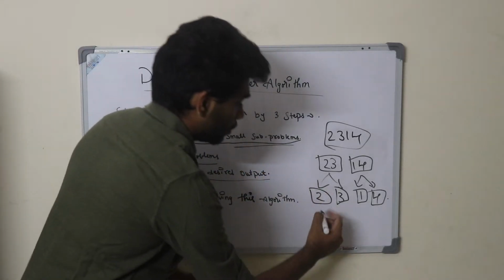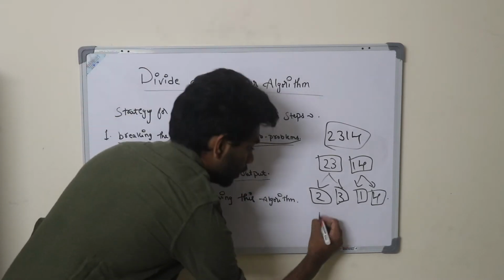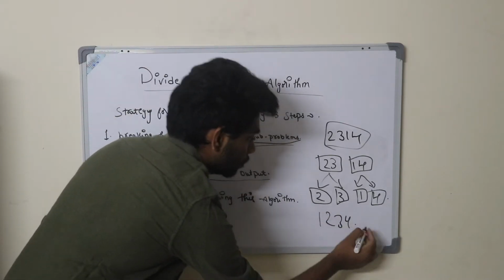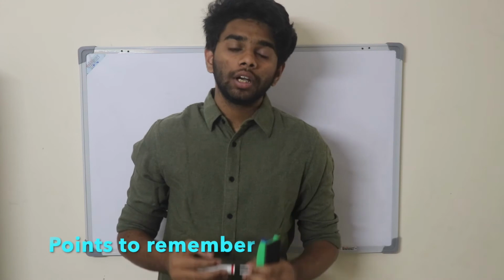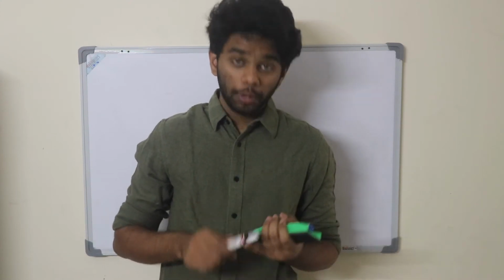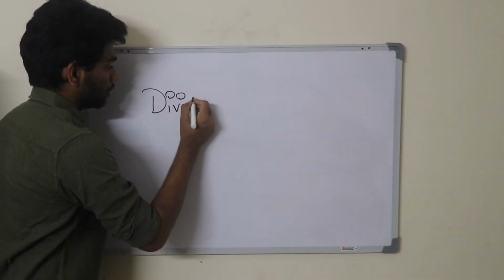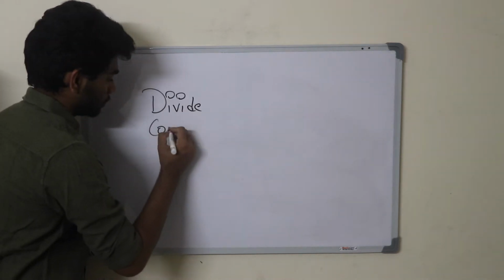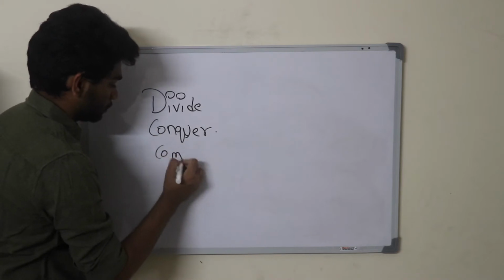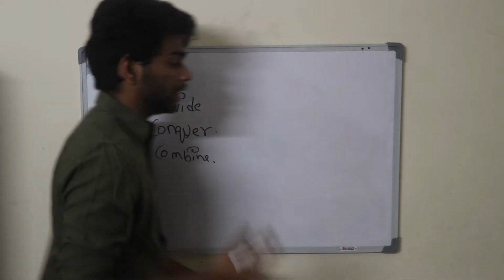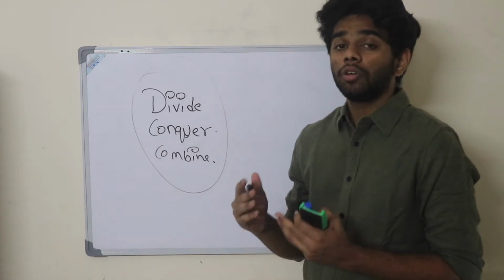When we combine those, we combine them in a sorted manner so that we get the solution in a sorted array way. So 1, 2, 3, 4. This is the process of a divide and conquer algorithm. As I already said, divide and conquer majorly works in 3 parts: divide, conquer, and combine. These are the main 3 steps. We perform this algorithm in a recursive manner.